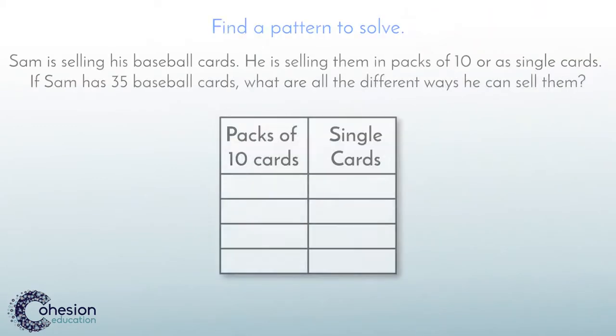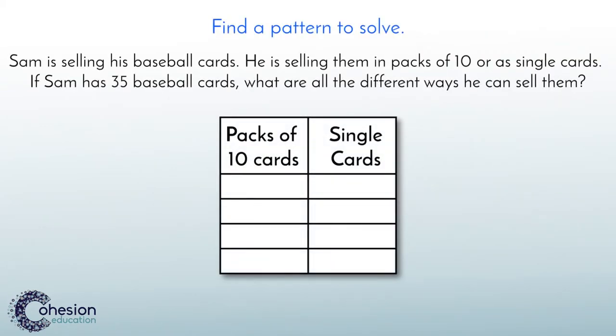Let's take a look at an example of a word problem that students will find a pattern to solve. Students will typically see a word problem like this with the corresponding chart and directions. Find a pattern to solve. Sam is selling his baseball cards. He is selling them in packs of 10 or as single cards. If Sam has 35 baseball cards, what are all the different ways he can sell them?